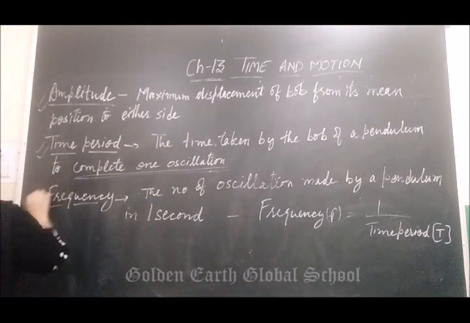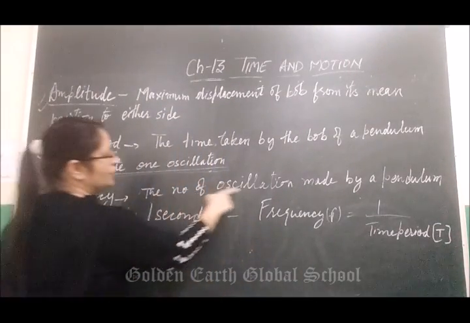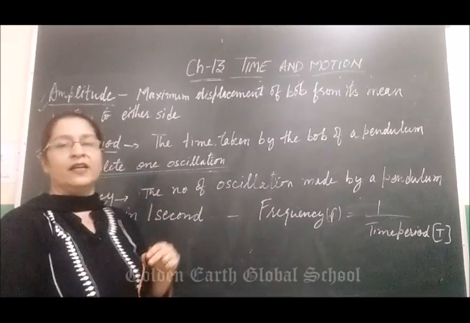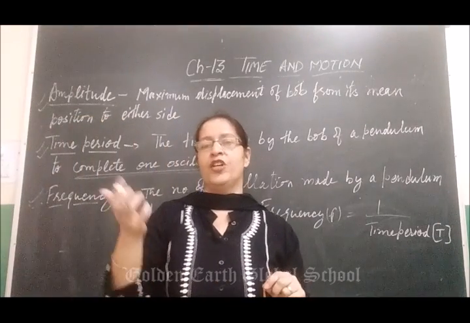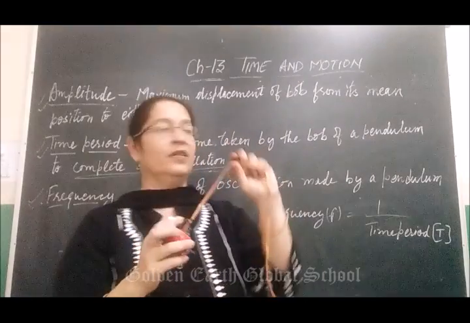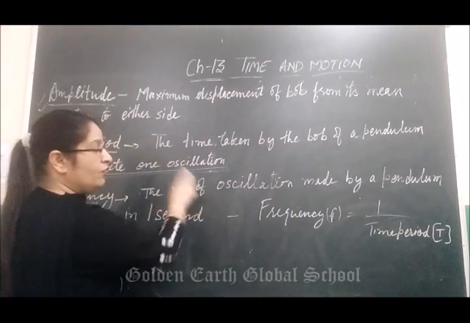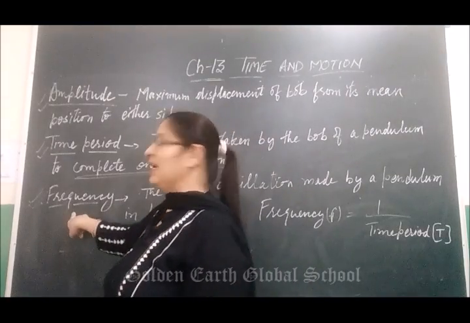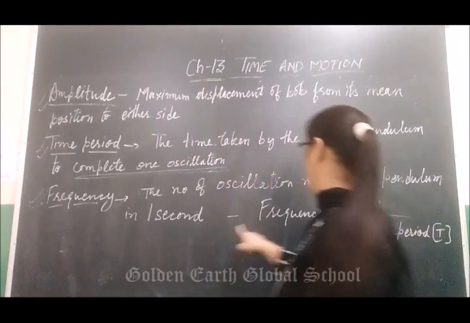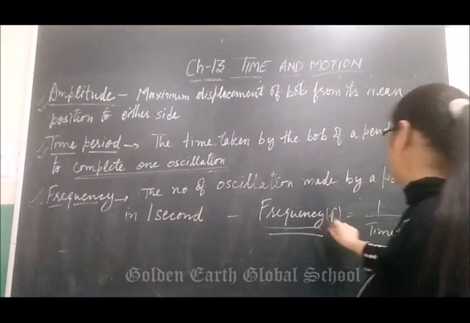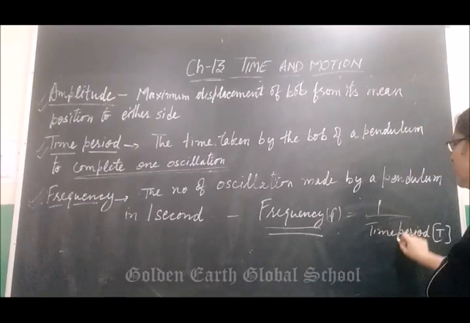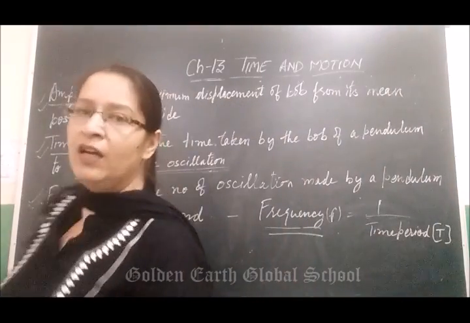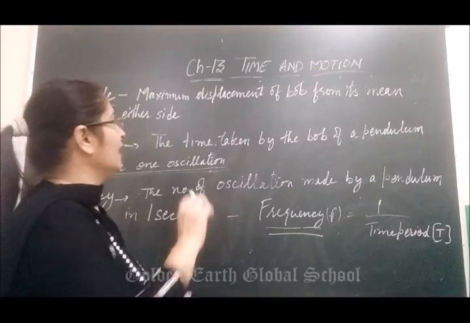Next is frequency. It is the number of oscillations made by a pendulum in 1 second. We can take a stopwatch in our hand and count the number of oscillations made by the bob in 1 second. That is called its frequency. How can we calculate the frequency? It is 1 upon the time period. With this we can calculate the frequency of the bob in our science lab.